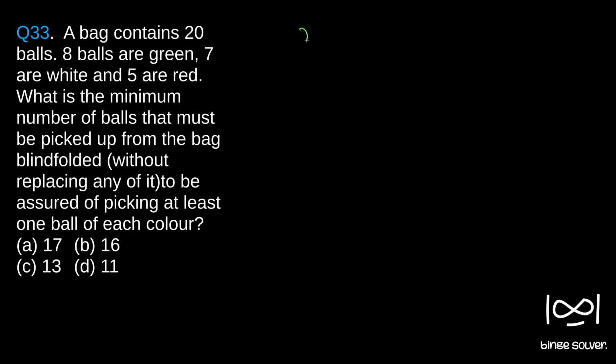So we have 20 balls and 8 balls are green, 7 balls are white, and 5 balls are red. So we are picking each ball blindfolded, and once we pick up a ball, we are not replacing it. So the question asks, what is the minimum number of balls we should pick so that it is ensured that we get at least one ball from each color. So in such a question, we have to think about the worst case scenario.